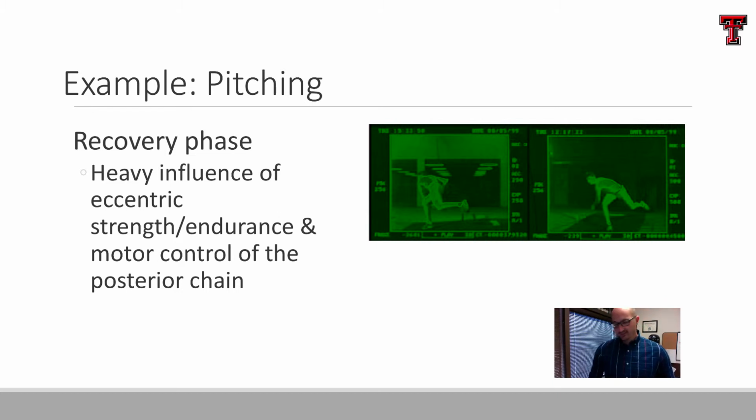And so that all involves motor control of the posterior chain in order to be able to resume a normal fielding stance. So if we look at it all together, we can see from a lateral view and an anterior view what that looks like, from that high knee kick to the stride to the maximum windup to the peak of the ball release to follow through to recovery.